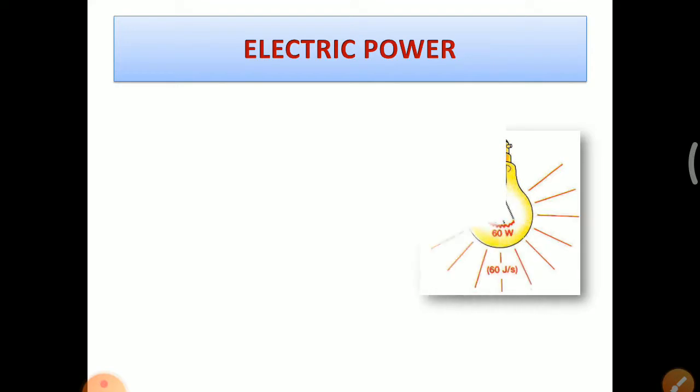First we are going to see what is meant by electric power. Look at this image. You know that this is an electric bulb. When electric current flows through an electric bulb, the energy is used up. Due to that energy used up, the electric bulb glows. So we can say that here the current is doing some work. This is called electric power.